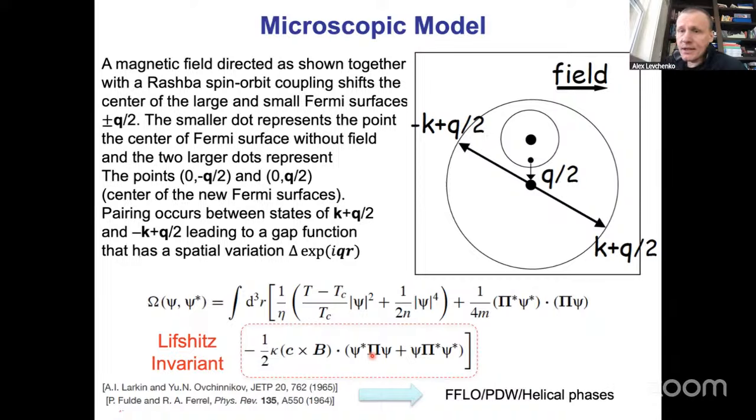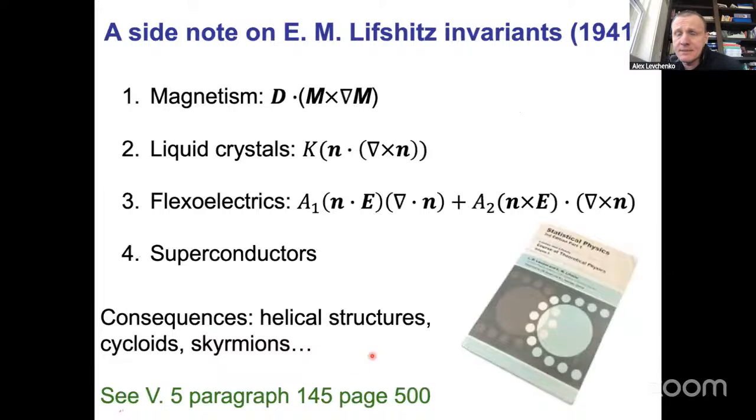So this is historically how they've been considered, in the context of the phase transition, but they arise generically, not only in the context of superconductivity, but actually everywhere. So let's say in magnetism, the Dzyaloshinskii-Moriya type interaction is an example of the Lifshitz invariant. It contains this D vector, which is dotted with M cross grad M. They appear in liquid crystals, in flexoelectrics, in superconductors, and so on.